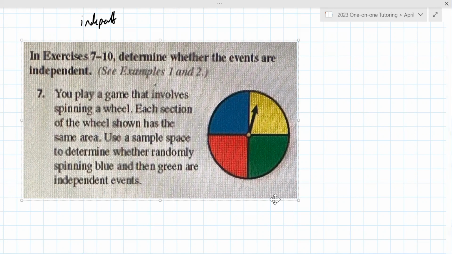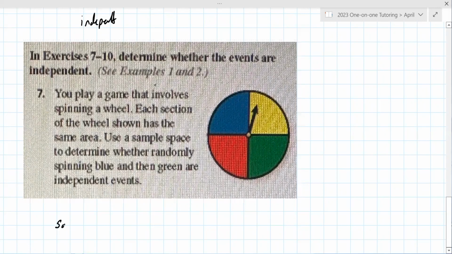Any questions on what we did so far? No, we're good. All right, so determine whether the events are independent. You play a game that involves a spinning wheel. The sections of the wheel shown have the same area. So that's important. The reason it's important is that each outcome is equally likely. Use a sample space to determine whether randomly spinning blue and then green are independent events.